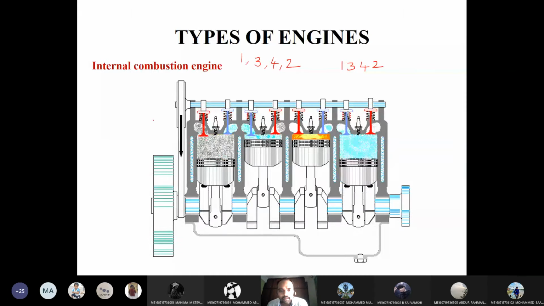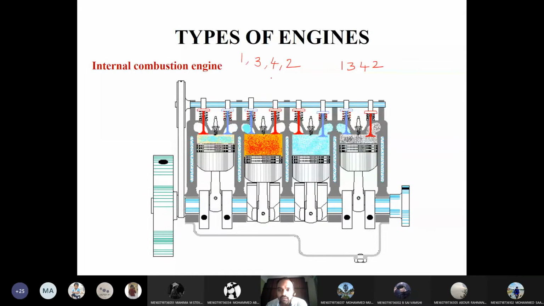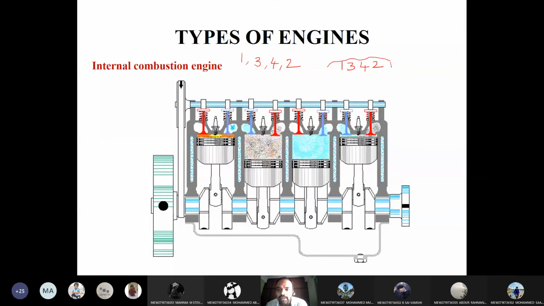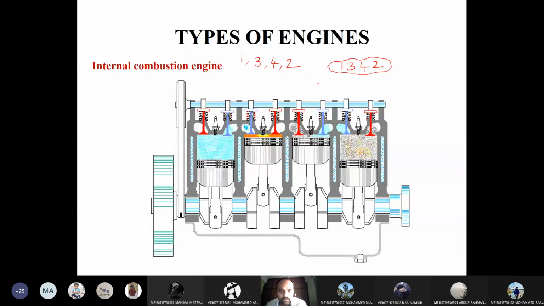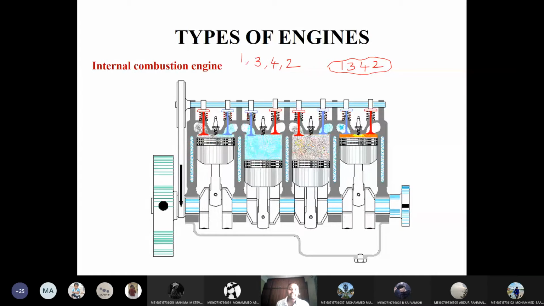The blue colored ones are the inlet valves and the red colored ones are the exhaust valves. Why the firing takes place when it does depends upon the camshaft. The design of the camshaft permits it to operate the valves, and based on the valves, the firing will take place.